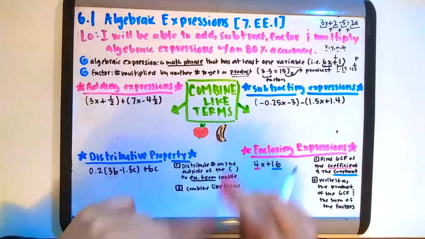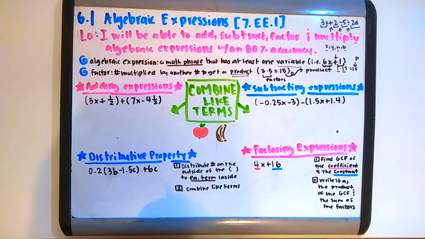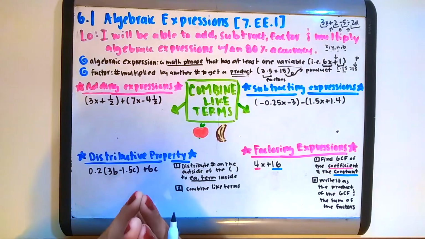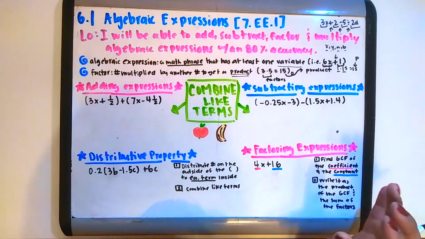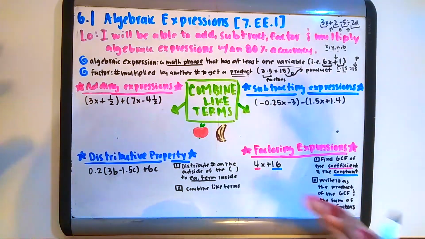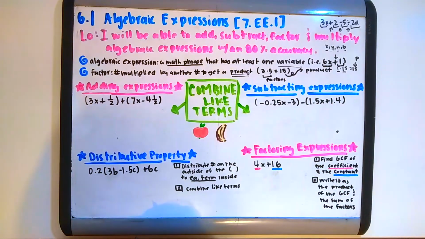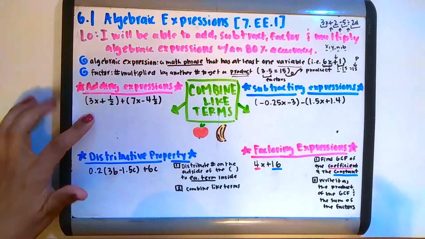I use my bananas and my apples because I'm saying, remember when you combine like terms, you have to have apples with apples and bananas with bananas. They cannot be combined. Like you put them in separate baskets. You're not going to get like papples, right? Or bananas. I don't know. Okay. So that's the first thing we want to do.